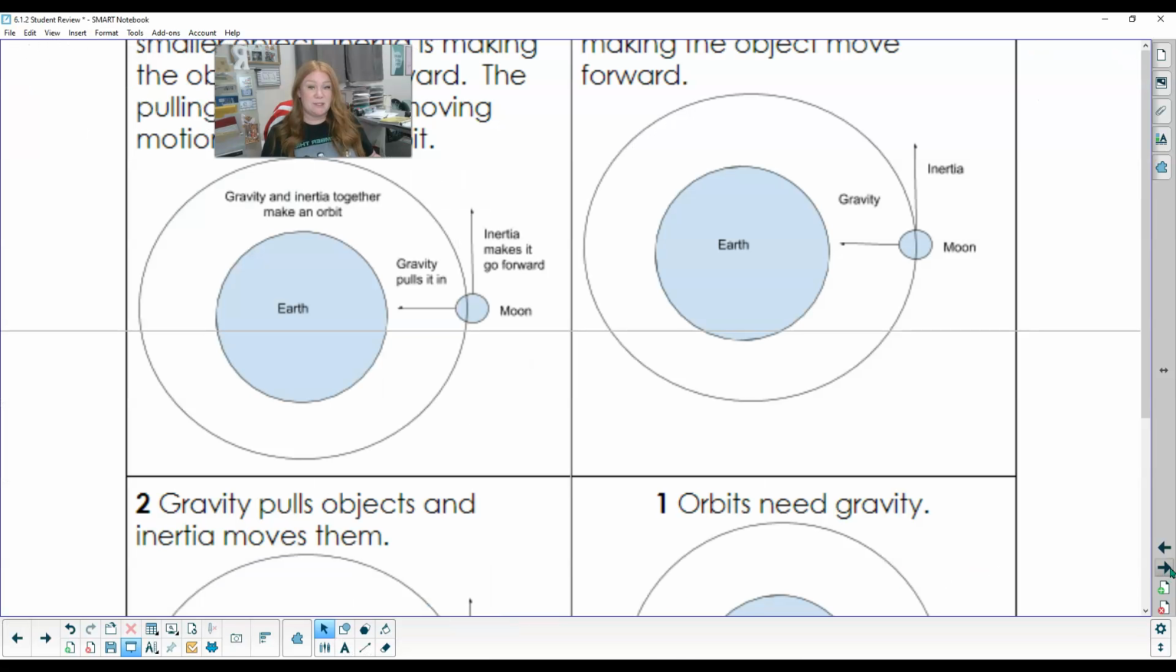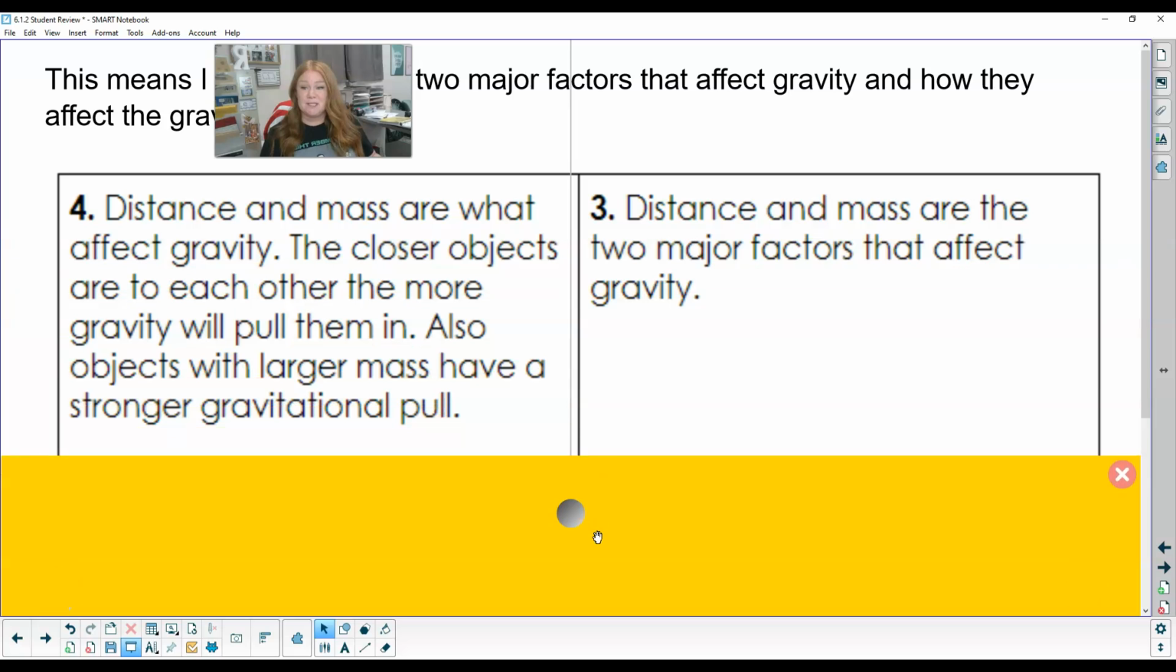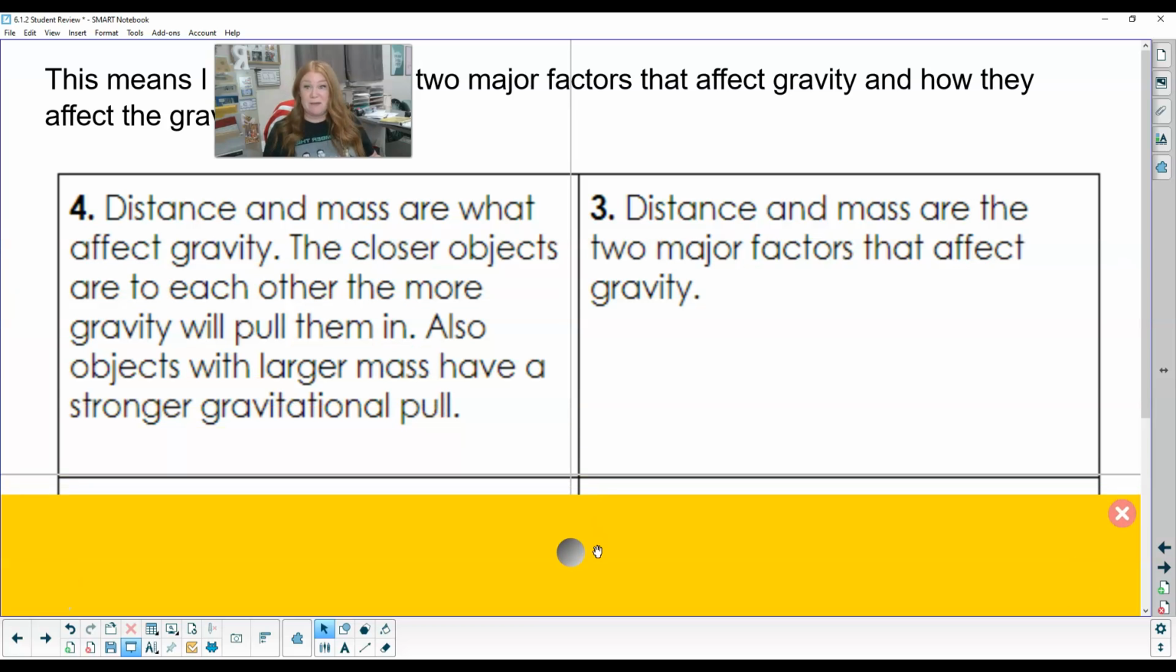So some example answers look like this. Again, your words might be different than mine. You're just deciding which is yours closest to. So my 4 says, distance and mass are what affect gravity. So distance and mass, or MAD, mass and distance. The closer objects are to each other, the more gravity will pull them in. So I stated what are the two factors, and now I'm explaining how gravity is affected by them. Also, objects with larger mass have a stronger gravitational pull. What are they? How are they affected? So I answered all parts of the question.